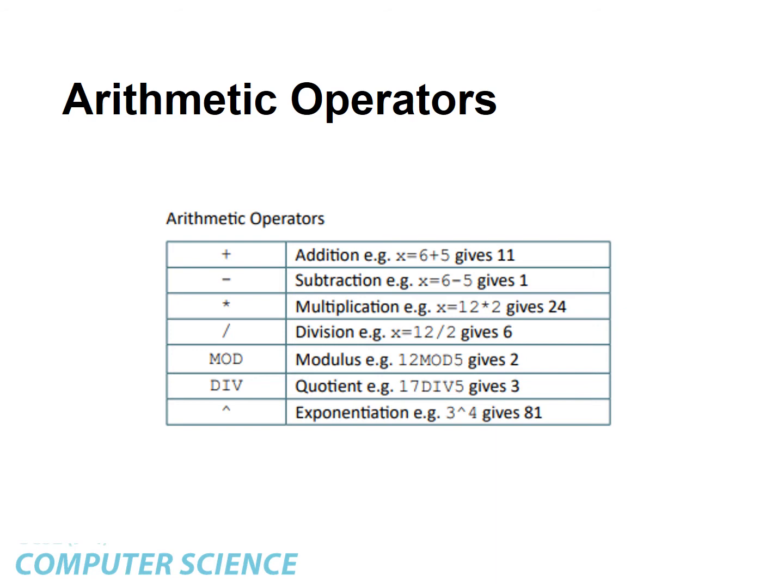Now you've probably seen an exponential, the bottom one, before, to the power. The ones that you might not have seen are mod and div. Now mod is the modulus and div is floor division. We know that as the quotient. Let's have a look at a few examples over the next slide.